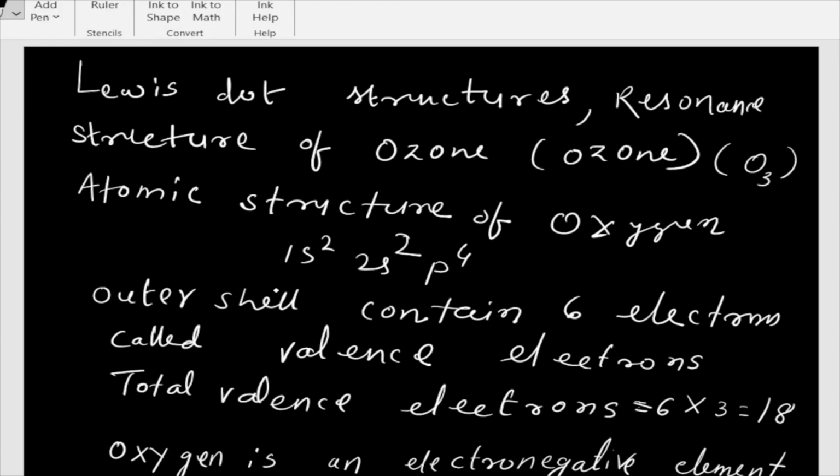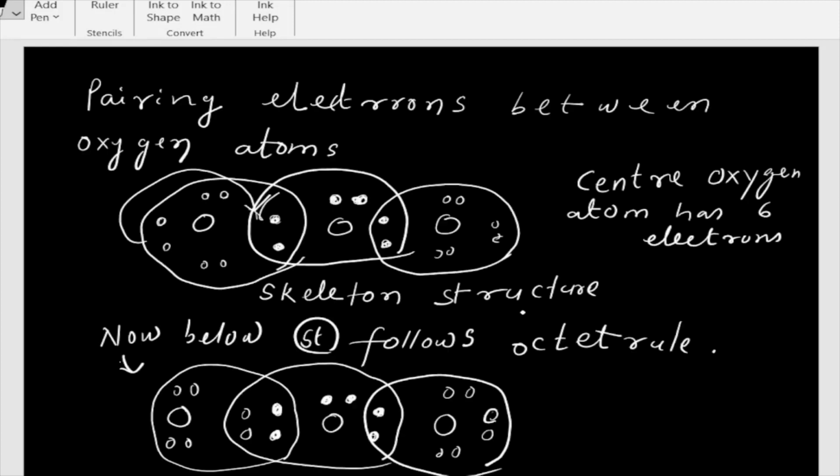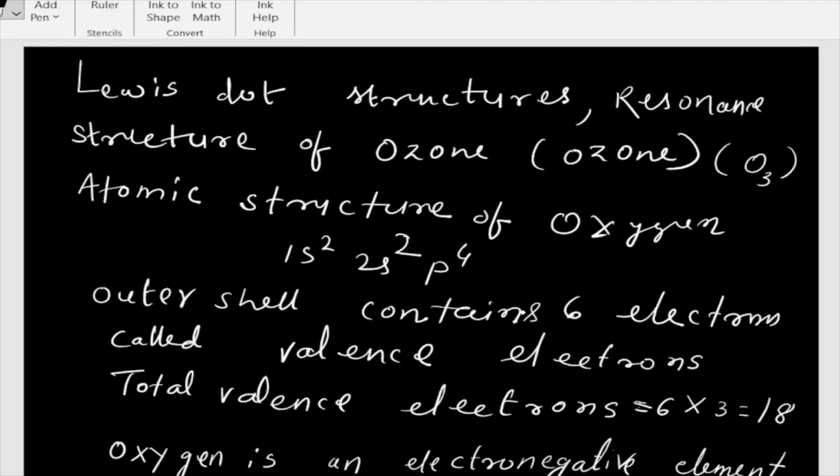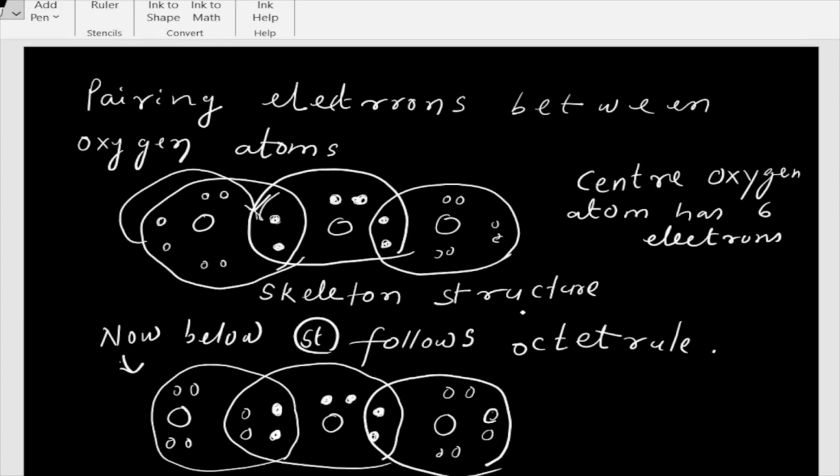The atomic structure of oxygen is 1s2, 2s2, 2p4. The outer shell contains 6 electrons, called valency electrons. Total valence electrons is 6 times 3, that is 18. And oxygen is an electronegative element, because ozone consists of 3 oxygens, and oxygen is a highly electronegative element. And as I said, pairing of electrons should take place between 2 atoms.